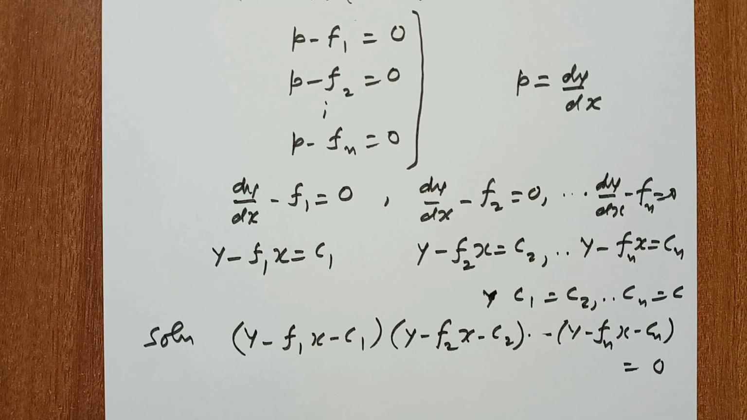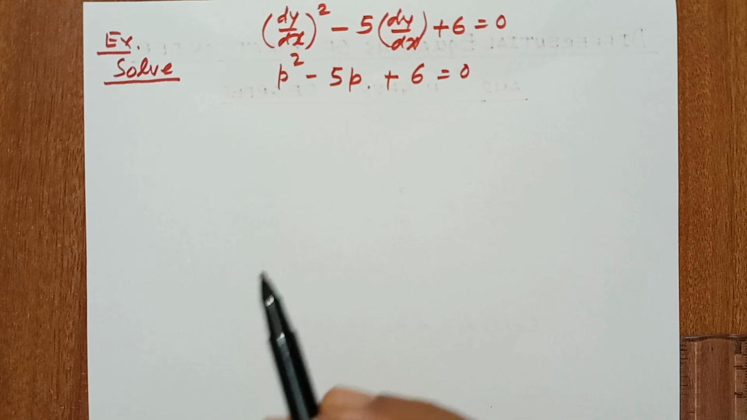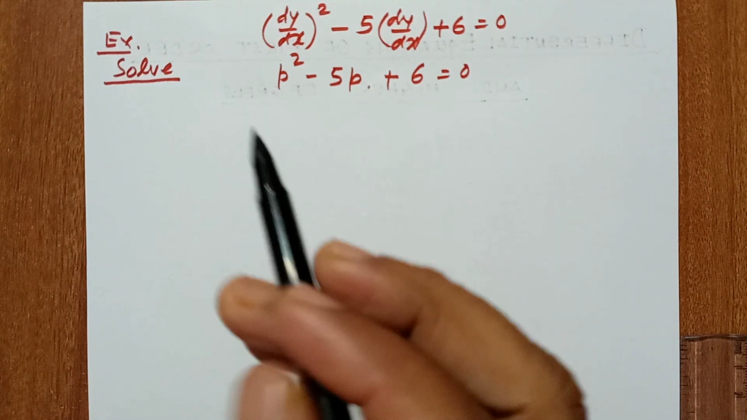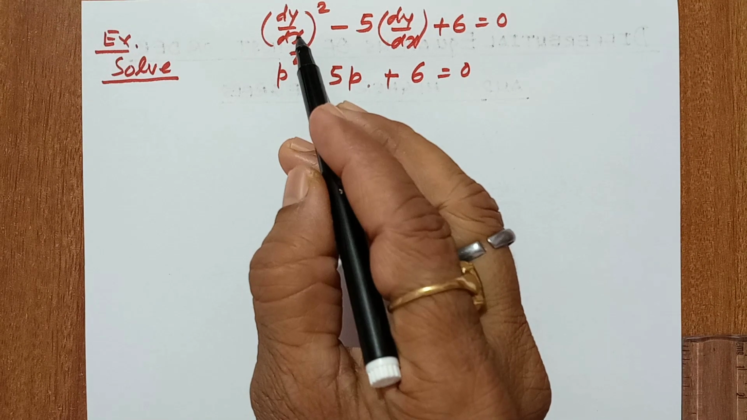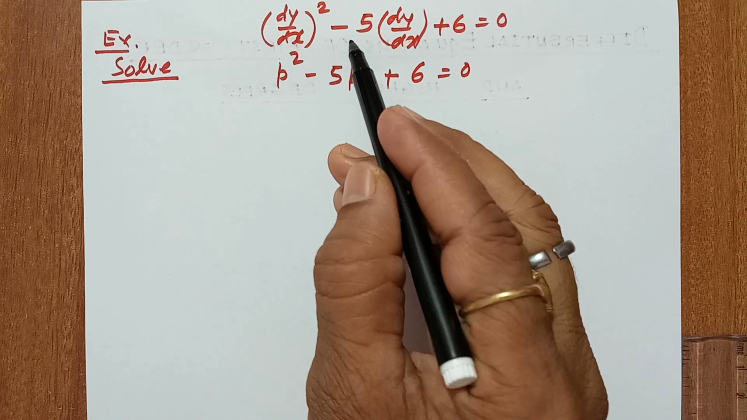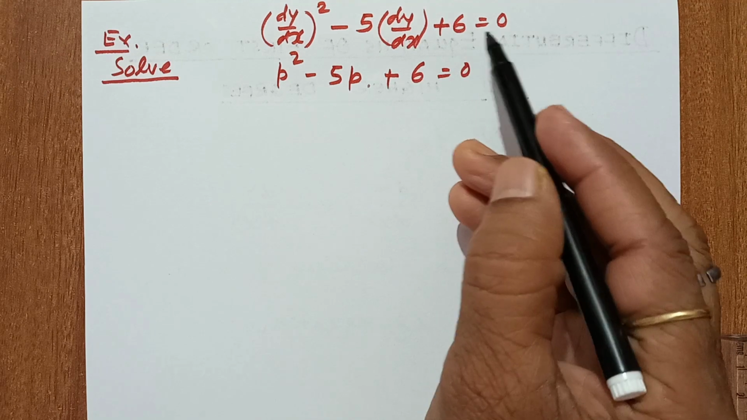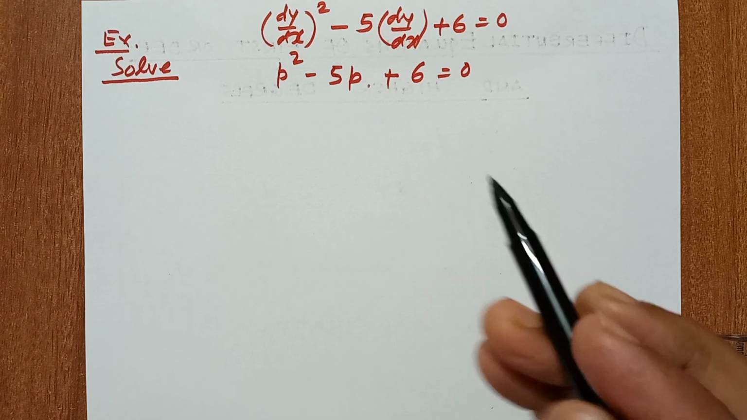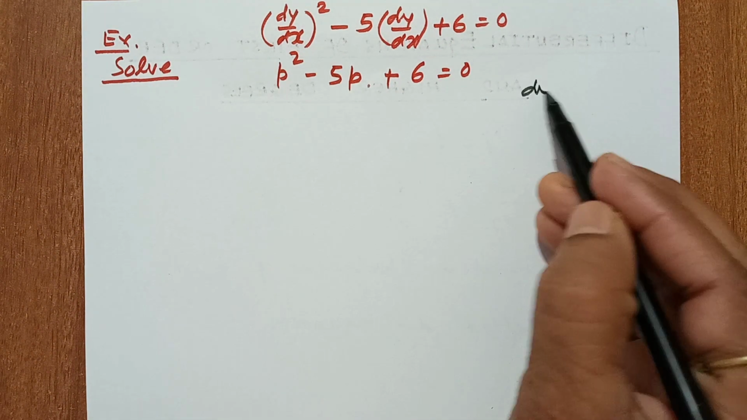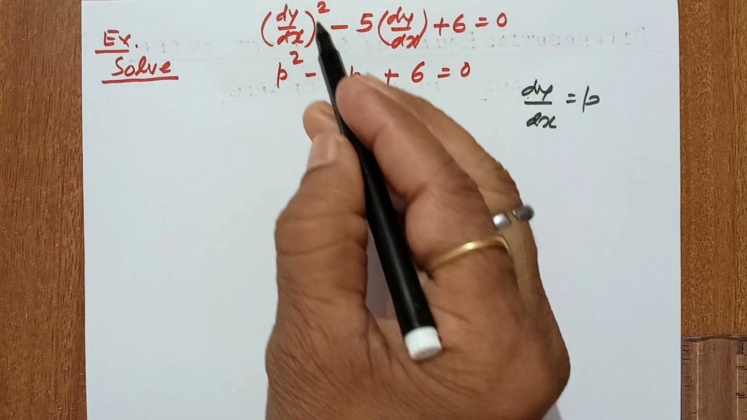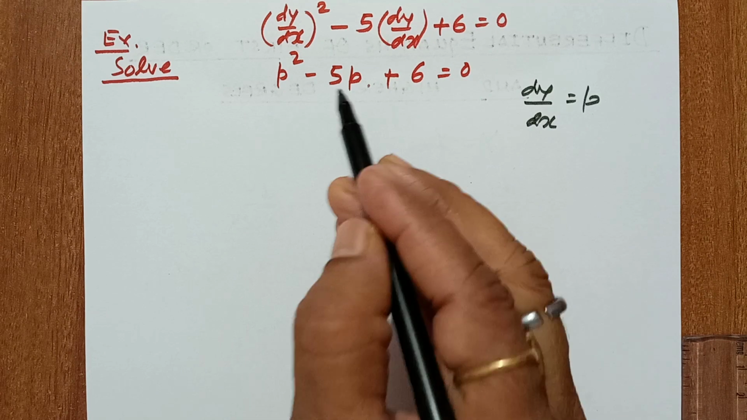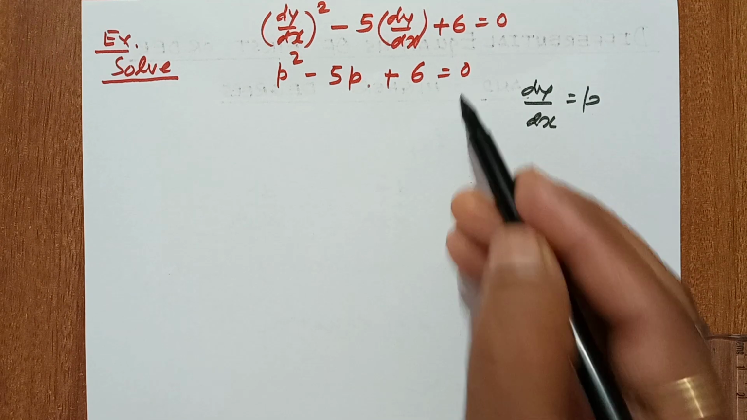Okay, so this is an example solvable for p. This equation can be written as (dy by dx) square minus 5 dy by dx plus 6 is equal to 0. So first we put dy by dx is equal to p. So this can be written as p square minus 5p plus 6 is equal to 0.